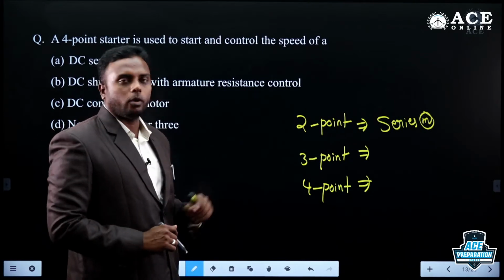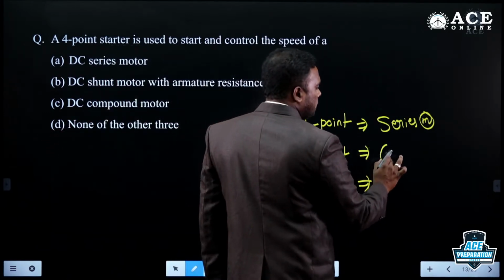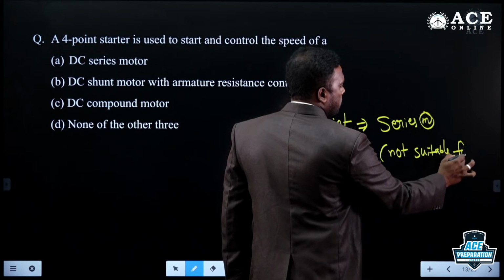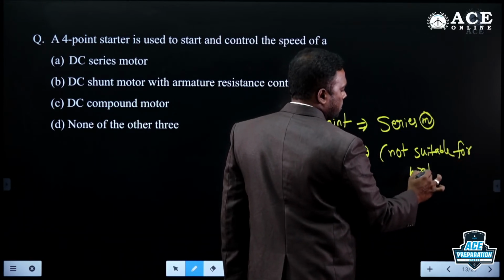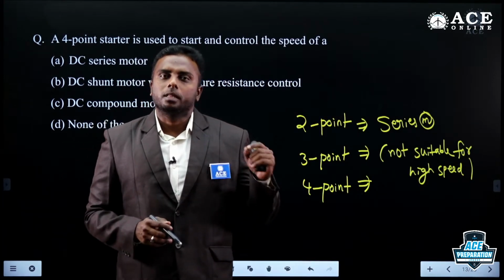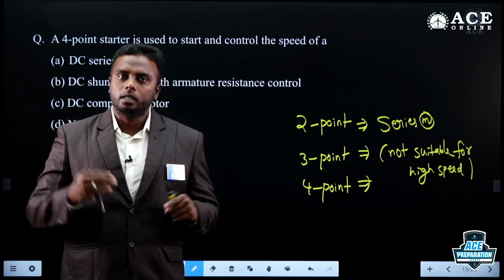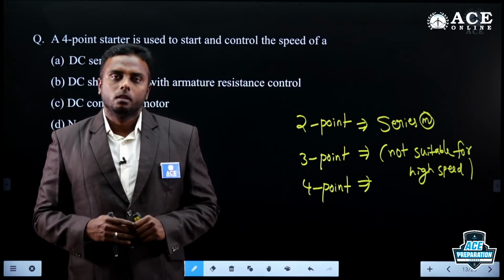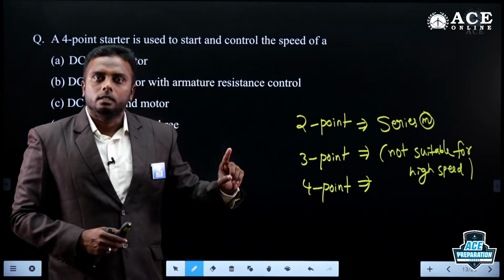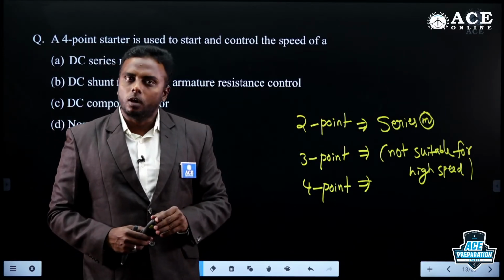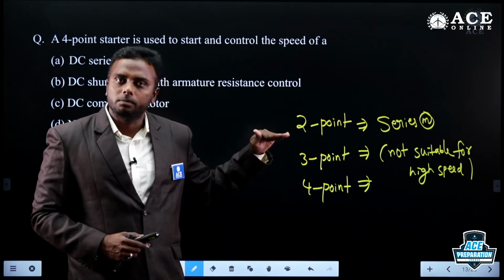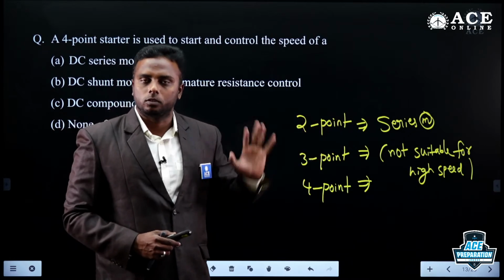What is the drawback of a 3-point starter? This 3-point starter is not suitable for high speed application. Suppose you want to rotate your motor at high speeds, what method do we use to control the speed of the motor above rated speed? Flux control method. In flux control method, we get high speeds. But when we do flux control, the starter automatically comes to the off position. So a 3-point starter is not suitable for high speed control, or for flux control.